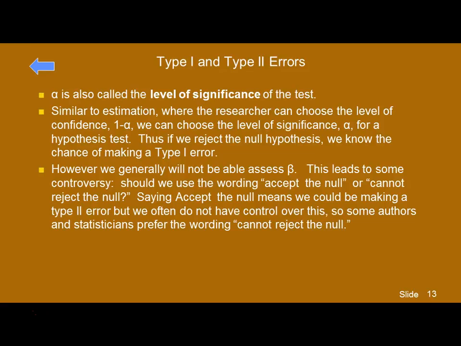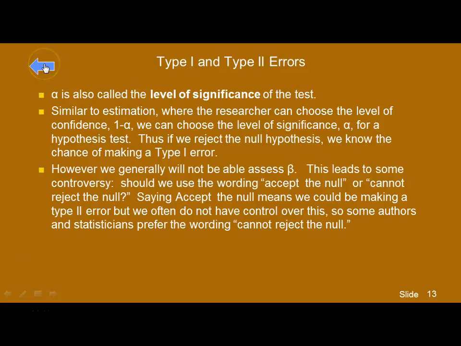Now, just like back in confidence intervals or estimation, where the researcher could choose the level of confidence, which was called 1 minus alpha, the researcher can generally choose the level of significance alpha for a particular test. The importance of that is if we reject the null, then the relevant error we could be making is type 1 error, but we will know what that probability is because we can choose the probability of a type 1 error. Generally, however, we're not able to assess beta, the probability of a type 2 error. Remember, type 2 error is accepting the null when in fact it's false.